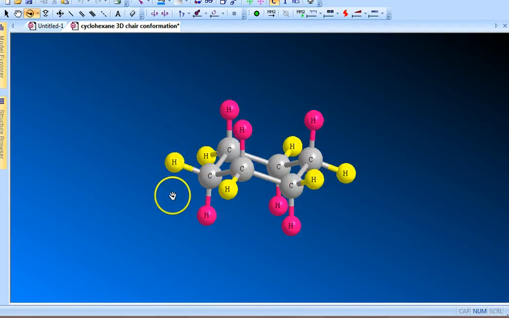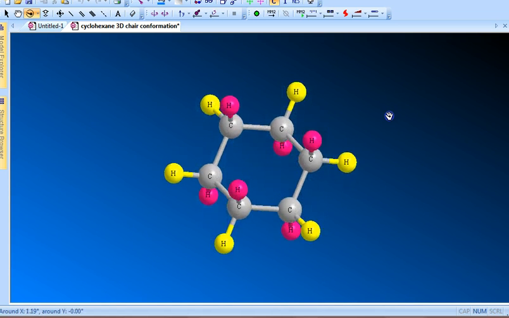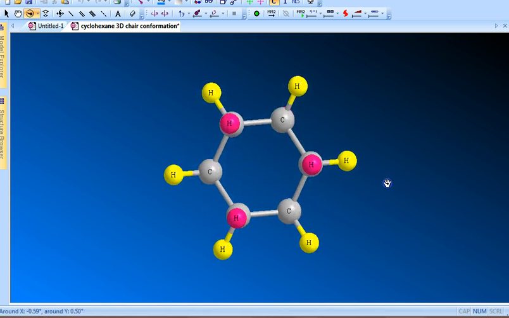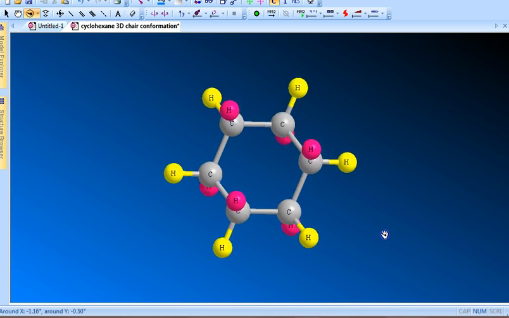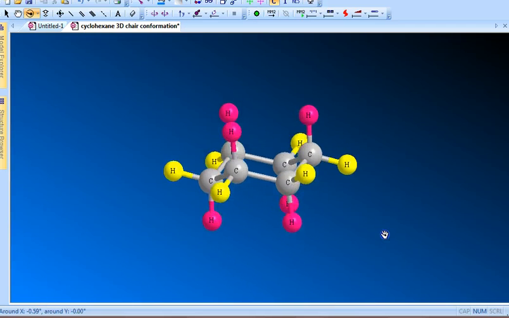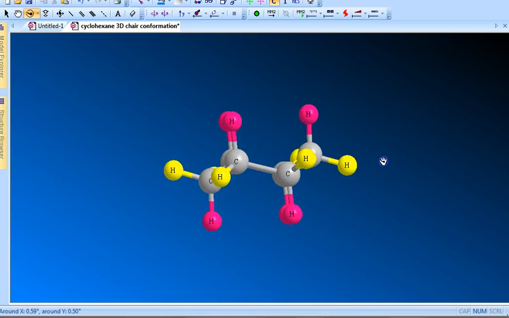Alright, so this is your cyclohexane conformation. If you see it from the top, it looks like a cyclohexane, your regular type. But if you see it from the side, you see that this is a chair conformation. It looks like a chair. This is the back, the portion at which you would sit, and this would be the leg of the chair. So it has that type of shape. That's why it is called the chair conformation.